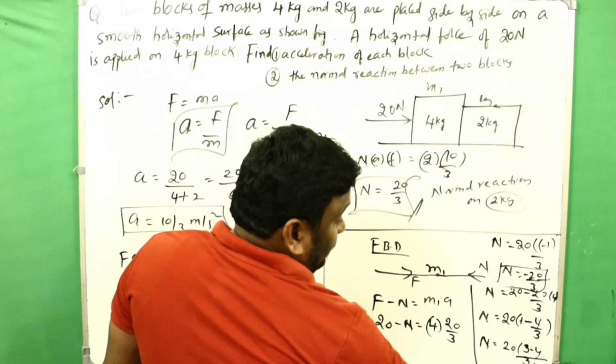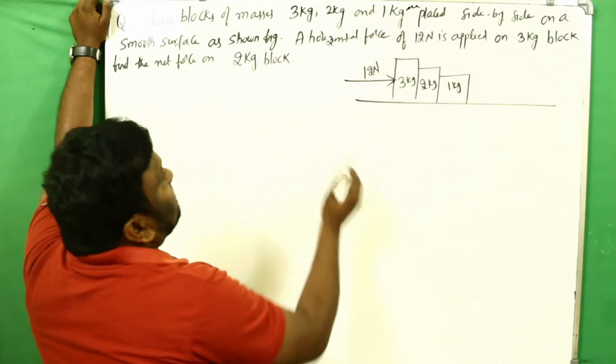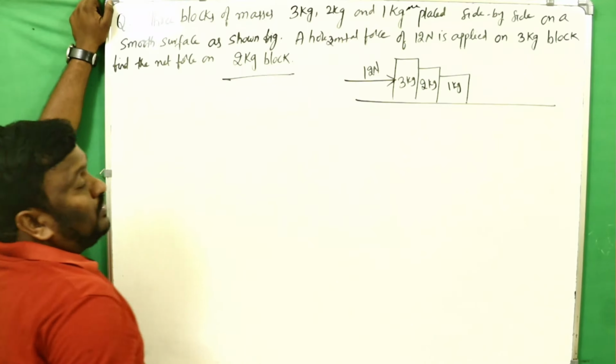But see the next question. Another model. 3 blocks of masses 3 kg, 2 kg, 1 kg are placed side by side on a smooth surface as shown in the figure. A horizontal force of 12 newtons is applied on the 3 kg block. Find the net force on the 2 kg block. So what did he say? As given in the diagram, 3 kg, 2 kg, 1 kg are side by side, and 12 newtons is applied on the 3 kg. Then how much net force acts on this second block?